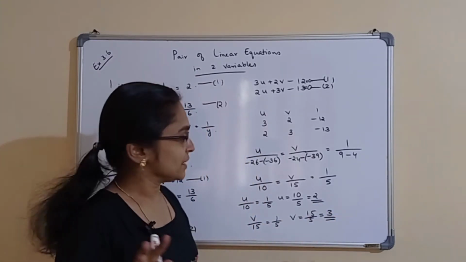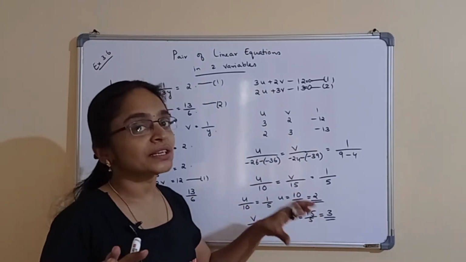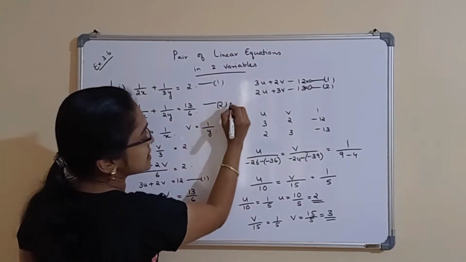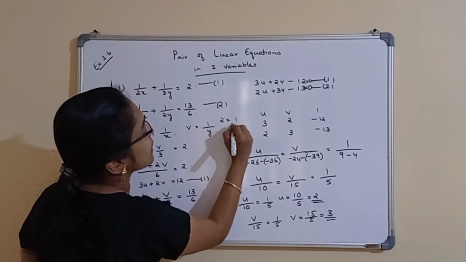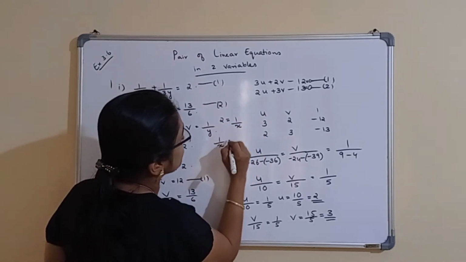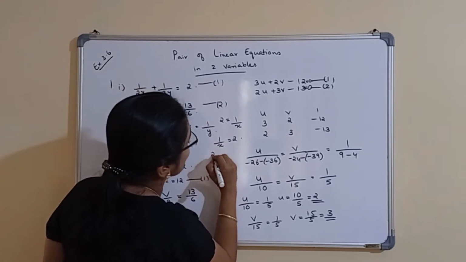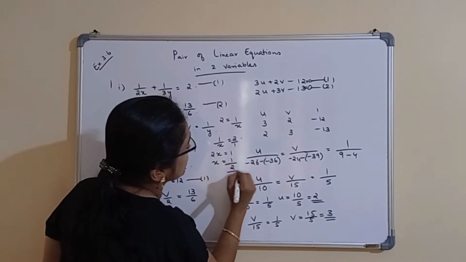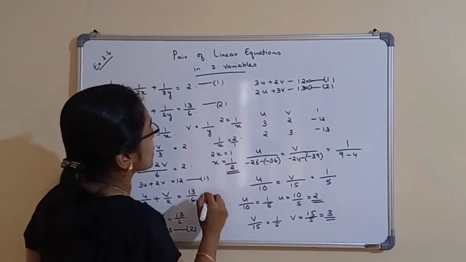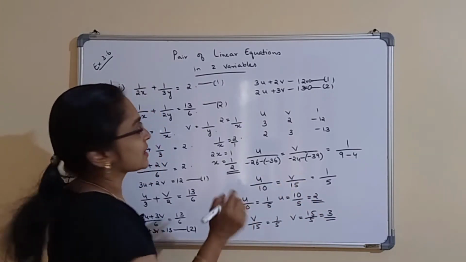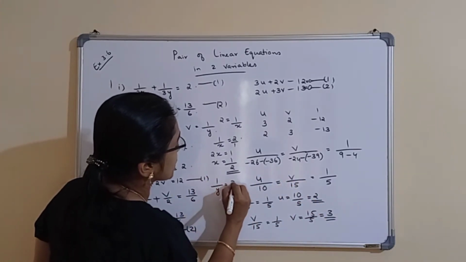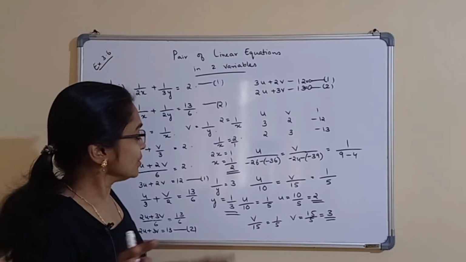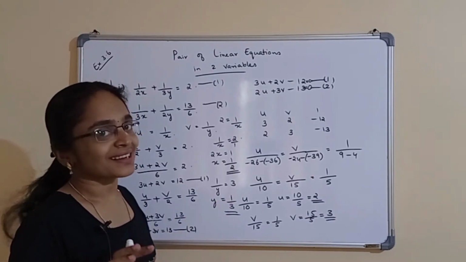So we got u and v, and we have to convert it into x and y, right? And we know that u is equal to 1 by x, that is 2 is equal to 1 by x. That is 1 by x is equal to 2, which means cross multiplying we will get 2x equal to 1. So x is equal to 1 by 2. And we know that v equal to 3. That is 1 by y is equal to 3, which means y is equal to 1 by 3. So the value of x is 1 by 2 and the value of y is 1 by 3.